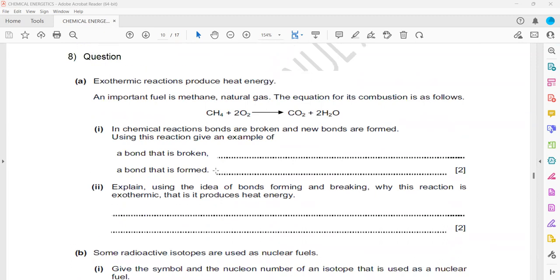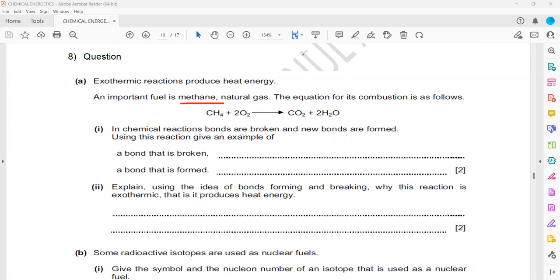And in question 8, exothermic reactions produce heat energy. An important fuel is methane, which is a natural gas. In chemical reactions, bonds are broken and new bonds are formed. Use this reaction to give an example of the bonds which are broken. So which bond do we break?